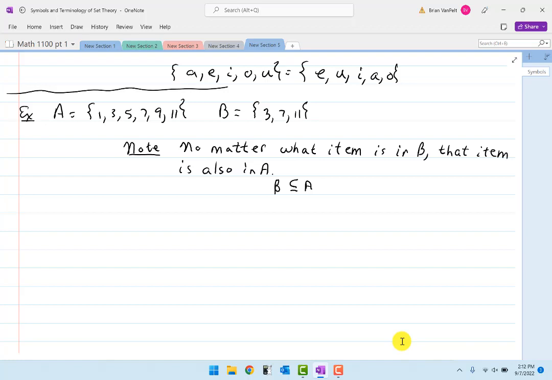Notice though, on the other way, that not every item in A is also in B. So the other way doesn't work. There are items in A that you will not find in B. For example, the number 1 is inside of A, but the number 1 is not in B. So 1 is in A, but 1 is not in B, for example. So that means that A cannot be a subset of B. And that's something that's nice about mathematical notation, is that when I want to say not, I just simply put a slash through the thing, and that means not.